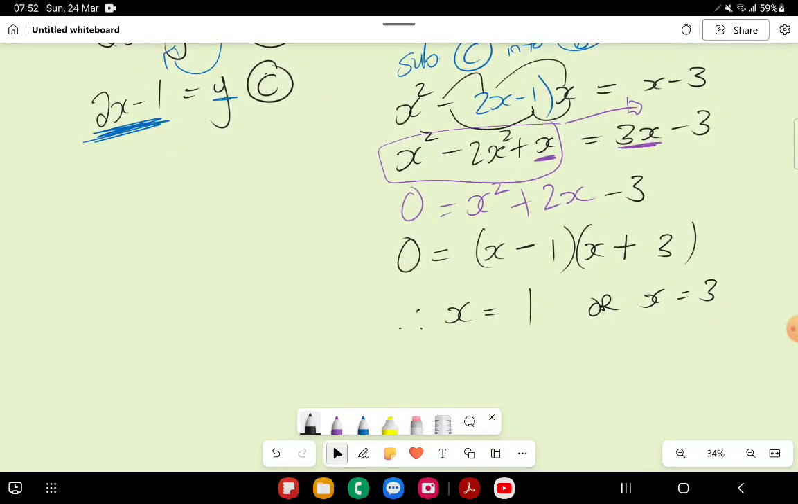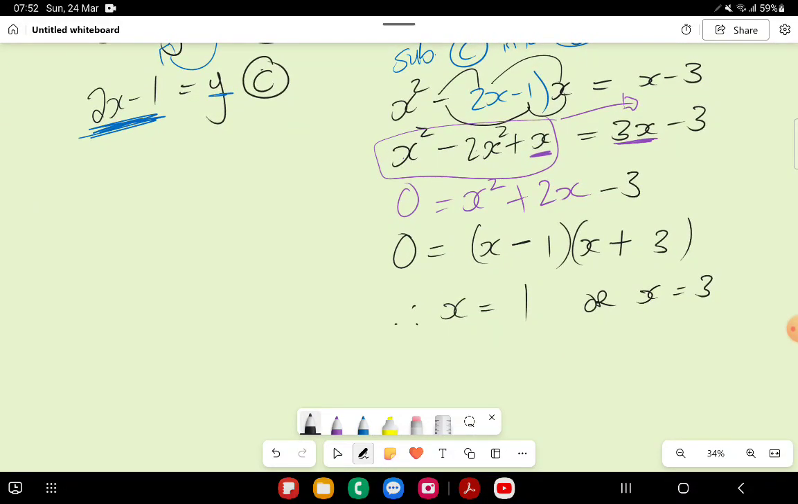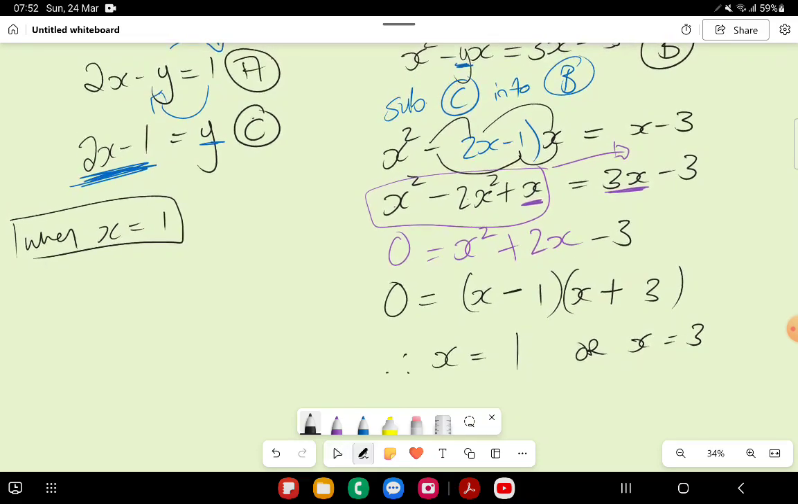Now that I've got that, I'm going to substitute, and I'm going to say when x equals 1, I have 2 times 1 minus 1 equals y. So 2 times 1 is 2 minus 1 equals y. So y is equal to 1. When x is 1, y is 1. Therefore, my coordinates are going to be 1, 1.